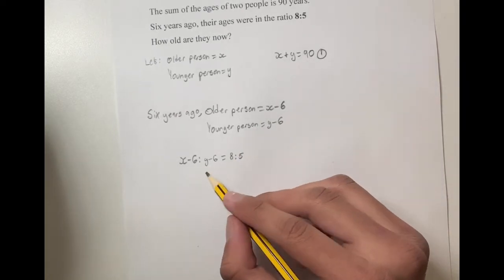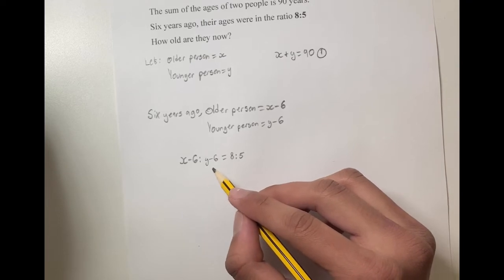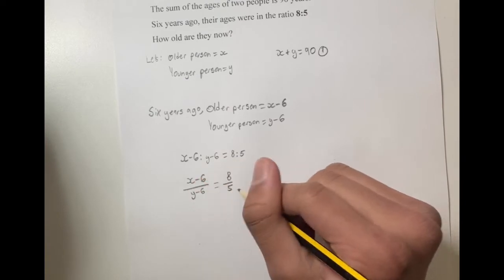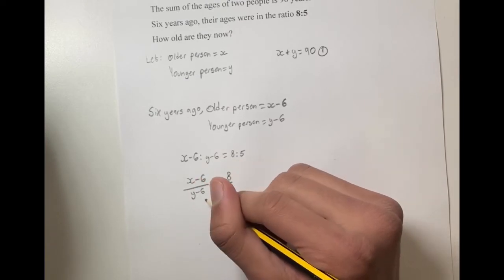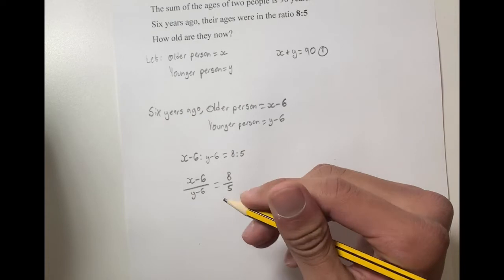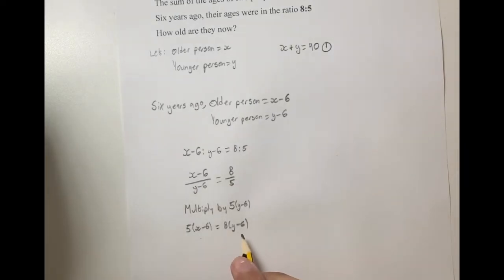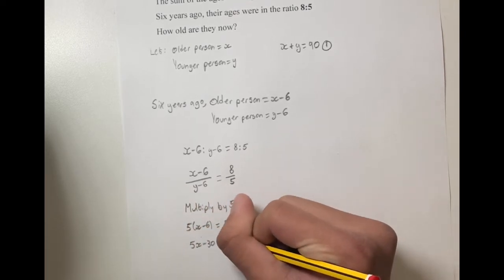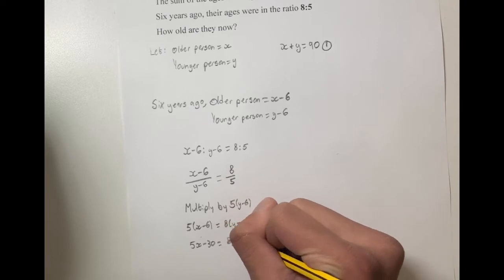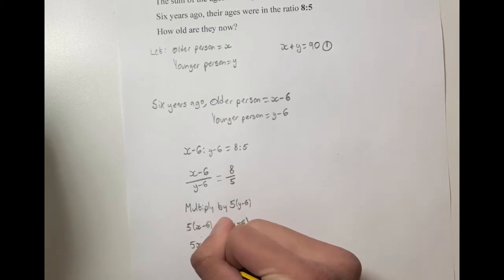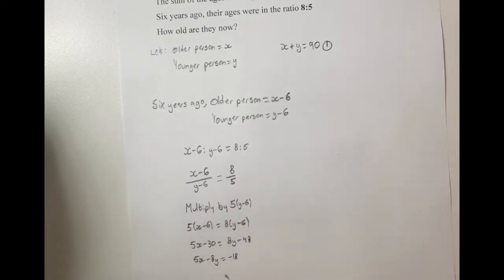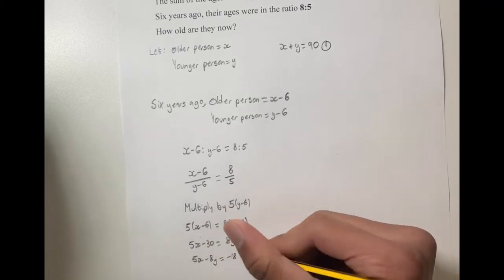It's important to remember that ratios, also known as proportions, can be written as fractions, and this makes this equation much easier to work with. We can now multiply both sides of this equation by 5y minus 6 to eliminate all denominators. Next, we can expand these brackets and simplify any algebra to get an expression. We can call this equation we have equation 2.